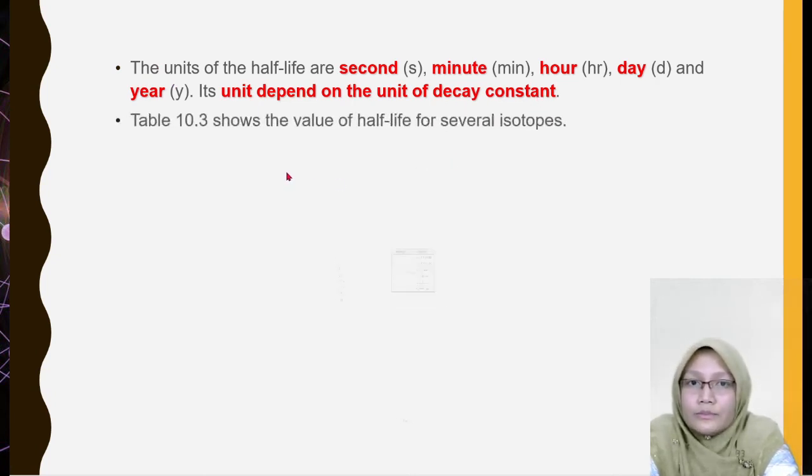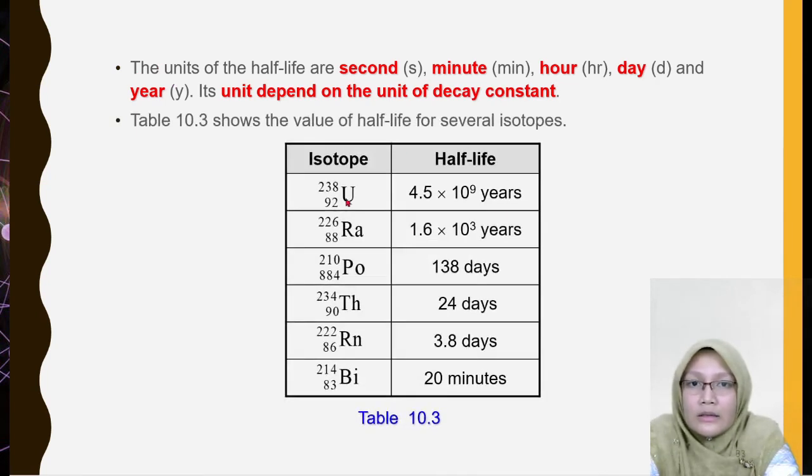Okay, so ni adalah half-life for several isotope. Okay, uranium 4.5 darab 10 kuasa 9 tahun, years. Okay, radium, polonium, semua ni. Okay, yang ni mengambil masa yang lama untuk dia mereput, untuk tinggal separuh.